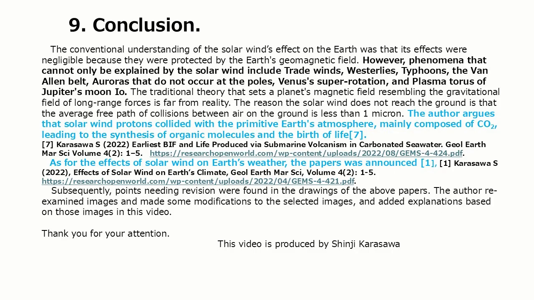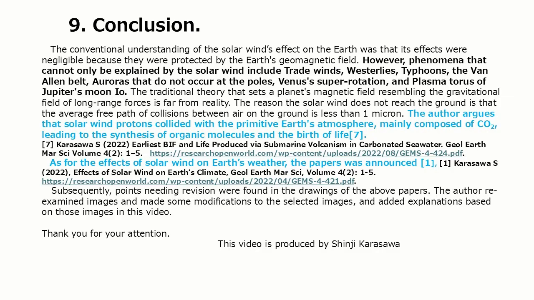Conclusion. The conventional understanding of the solar wind's effect on the Earth was that its effects were negligible because they were protected by the Earth's geomagnetic field. However, phenomena that cannot be explained without the solar wind include trade winds, westerlies, typhoons, the Van Allen belt, auroras that do not occur at the poles, Venus's superrotation, and the plasma torus of Jupiter's moon Io. The traditional theory that sets a planet's magnetic field resembling the gravitational field of long-range forces is far from reality. The reason the solar wind does not reach the ground is that the mean free path of collisions between air molecules on the ground is less than 1 micron.